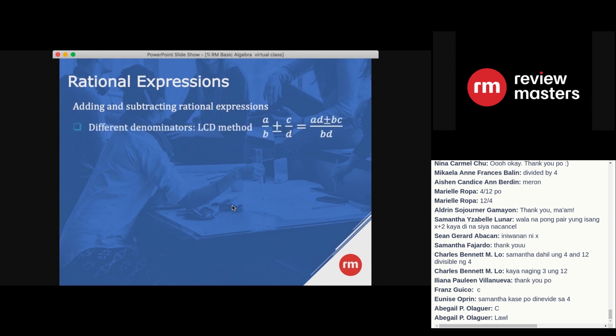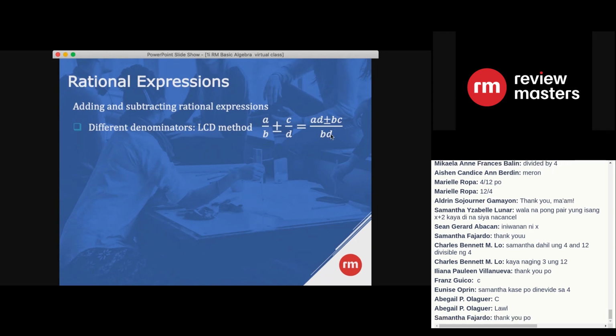Adding and subtracting expressions. Paano kapag they have different denominators? What you need to do would be LCD method. So hanapin mo yung LCD. What is the LCD of B and D? That would be BD. Okay? So here, A over B. BD divided by B is D times A is AD. BD divided by D is B times C, kaya naging BC siya. Okay?